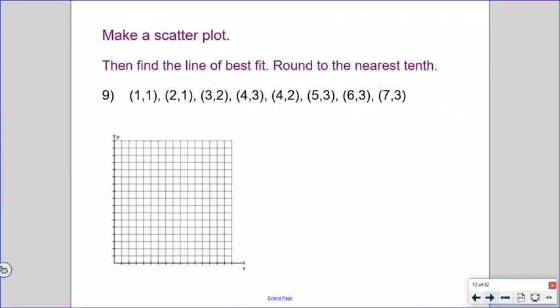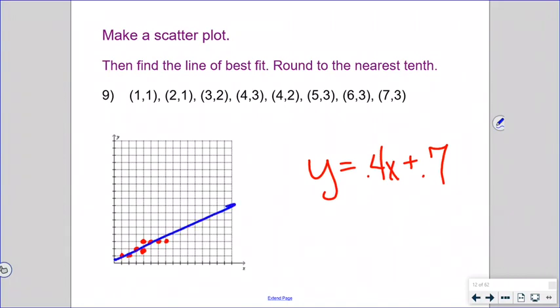All right, so here are your points. You have (1, 1), (2, 1), (3, 2), (4, 3), (4, 2), (5, 3), (6, 3), (7, 3). After you type out everything in your calculator, you're going to have to do some rounding, but your line of best fit is going to be y equals 0.4x plus 0.7. You're going to take a straight edge and draw a line that fits nicely through everything. Dunzo.